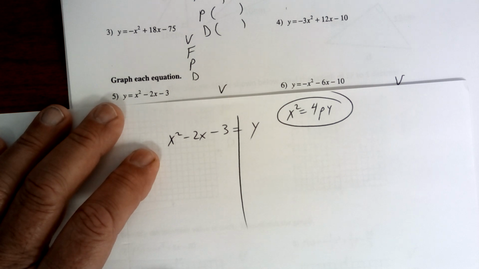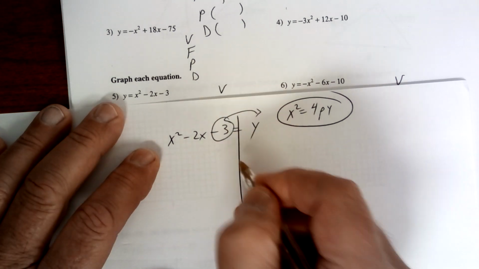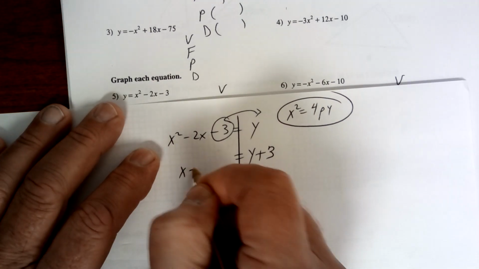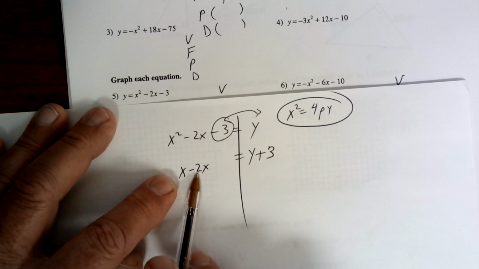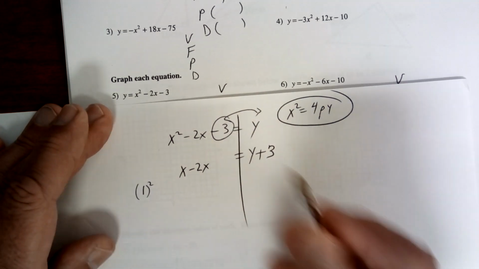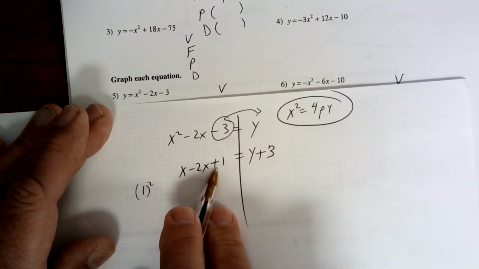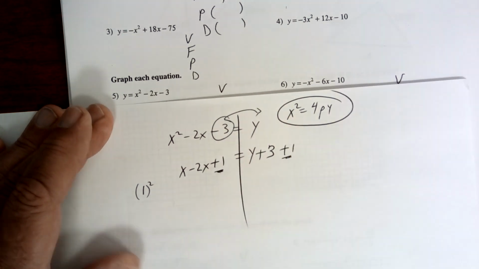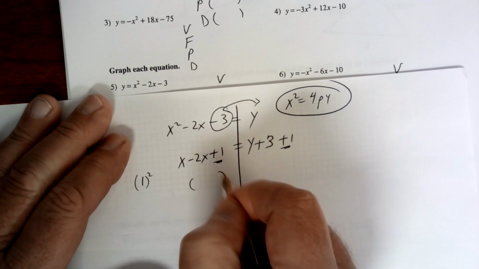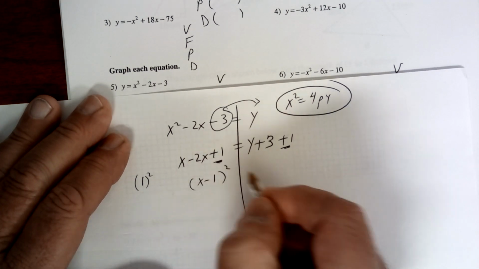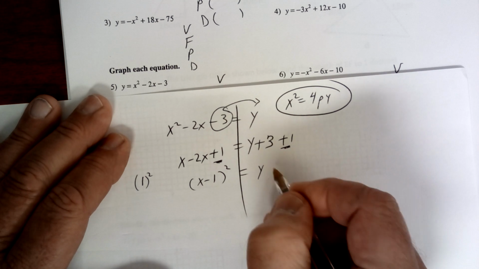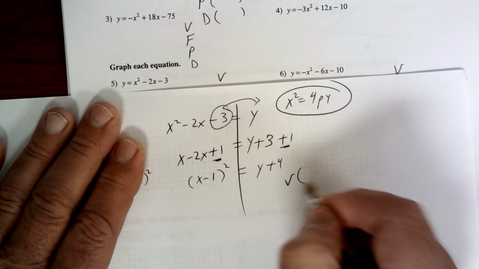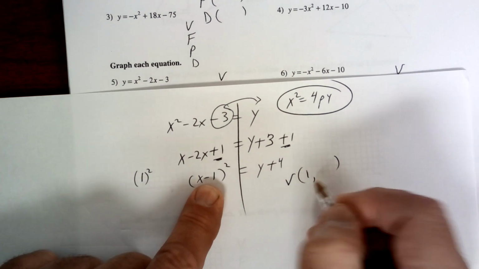All right, so the first thing we're going to do is what? Well, we're going to move that negative 3 over here, and that becomes a plus 3, like that. We're going to take half of 2, which is 1, and we're going to square it. So we're going to do a plus 1 here. And since we did a plus 1 here, we need to do a plus 1 here to make it balanced. This becomes a perfect square, x minus 1 squared. This becomes y plus 4. So your vertex is going to be the opposite, which is 1 and a negative 4.